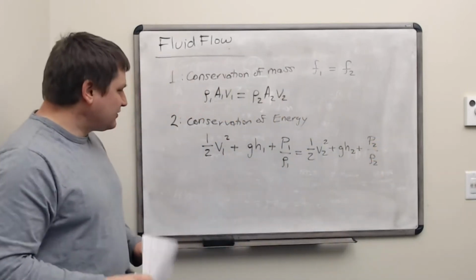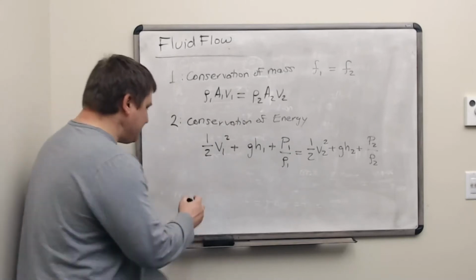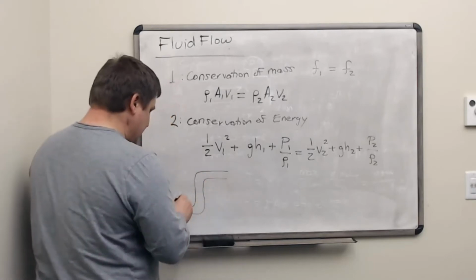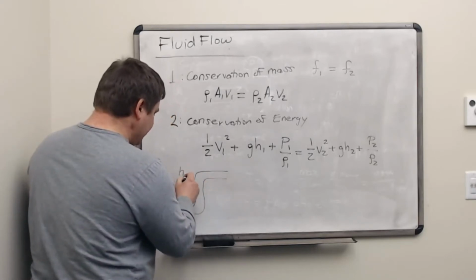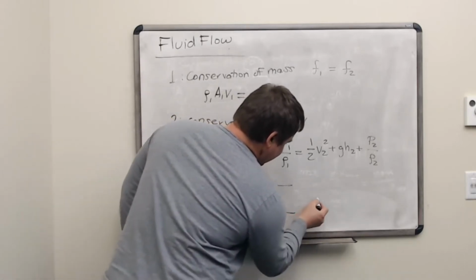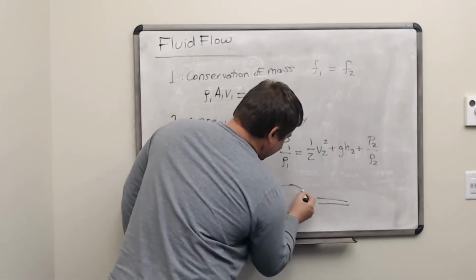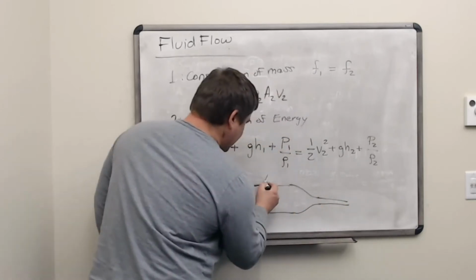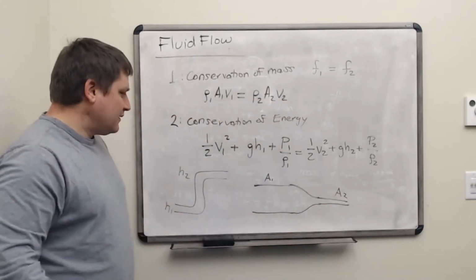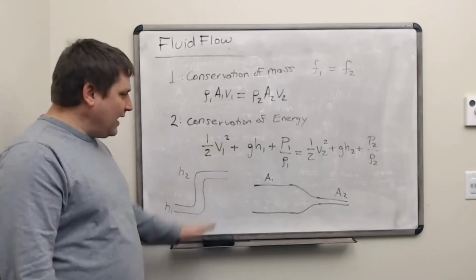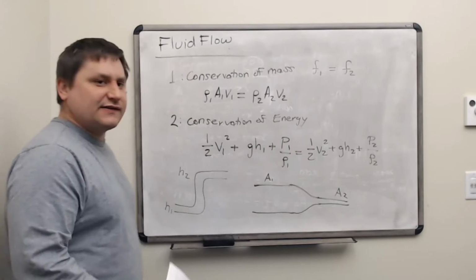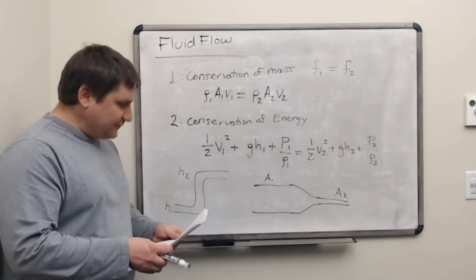So compare any two locations on a pipe, whether it goes up to a different height, and there's an H1 and an H2, or whether the pipe has a constriction to a different cross-sectional area, A1 to A2. The velocity of flow and the pressure of the flow and the density of the fluid must change according to this conservation of energy equation.